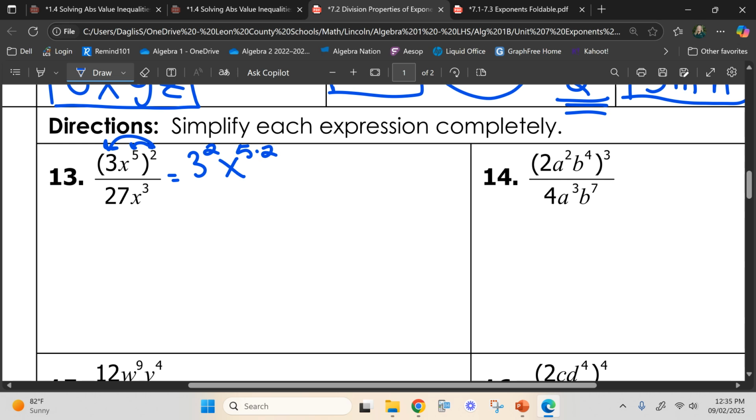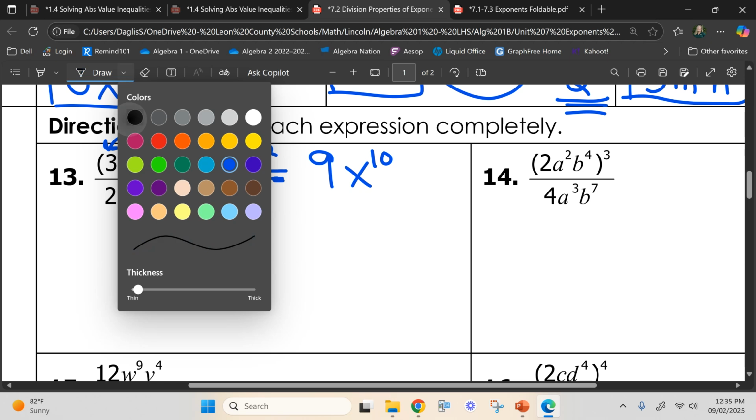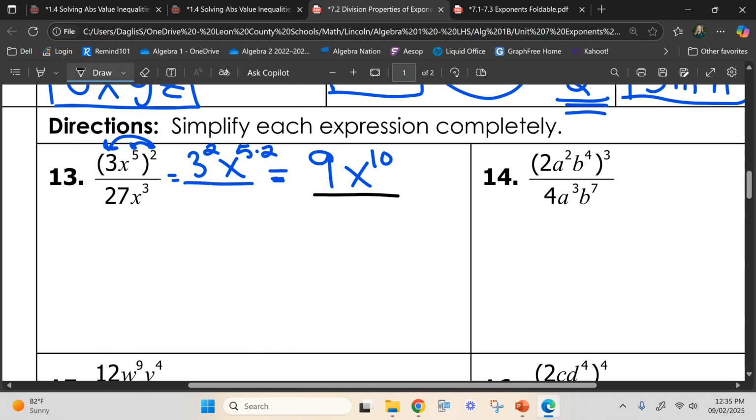What is 3 squared? It is 9. And what's x raised to the 5 times 2? What's 5 times 2? 10. So our numerator is really 9x to the 10th. And our denominator has not changed. It is still 27x cubed.